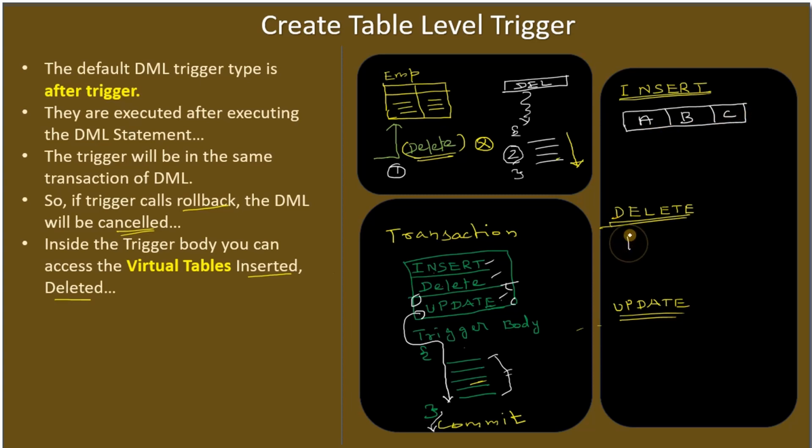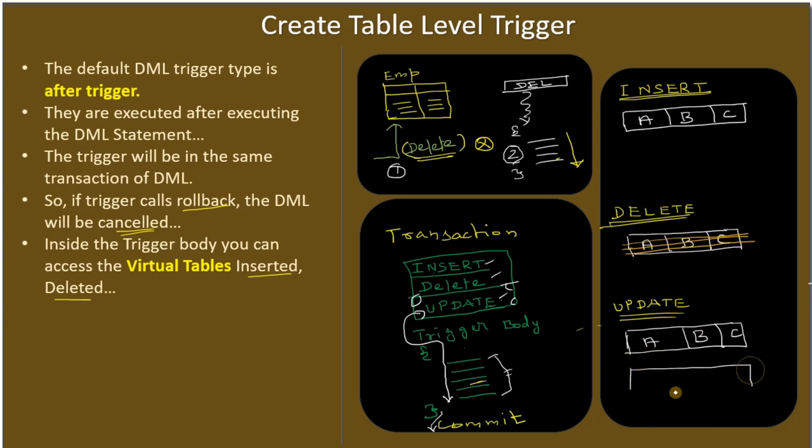So when you perform delete, the row exists in the database, but it will get deleted, right? The row will be deleted. In case of update, the row exists, and after the update, some of the columns may change, right? Some of the columns got changed here.